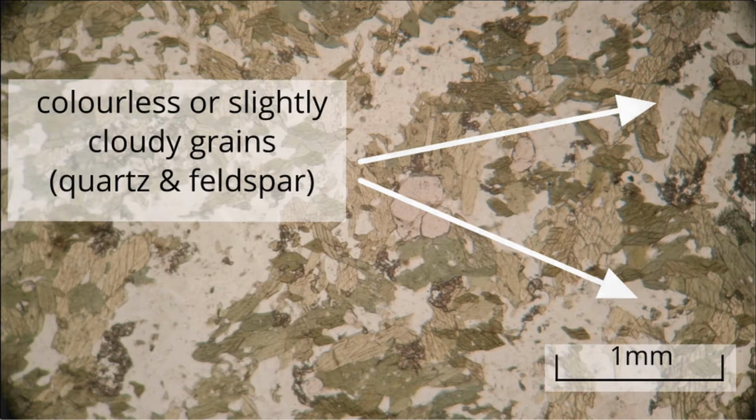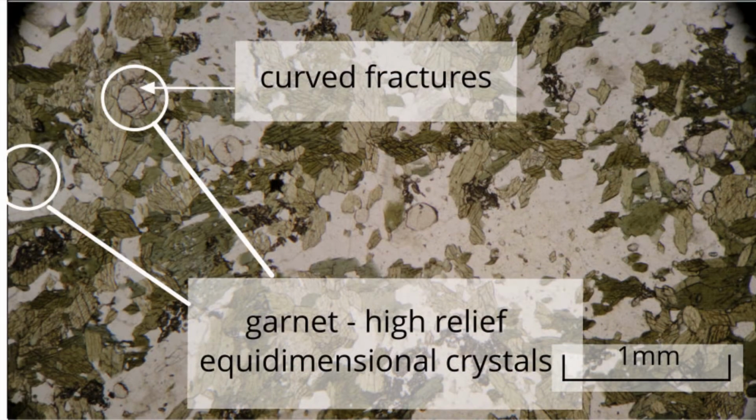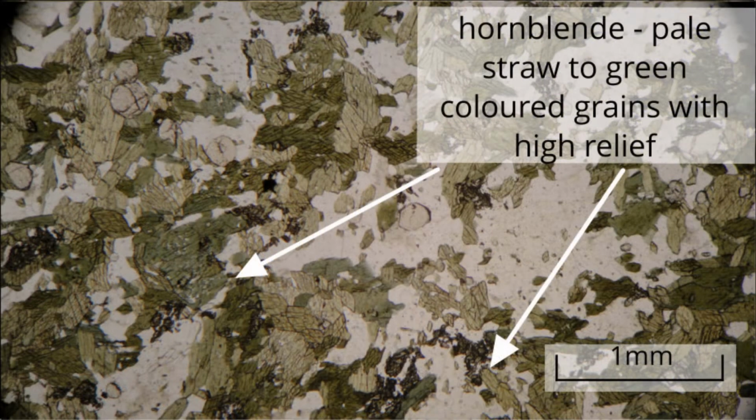The colourless to pale brown coloured mineral, which forms equidimensional crystals and has curved fractures, is garnet. It shows high relief and it is not pleochroic. The green mineral with high relief is hornblende. Hornblende is a type of amphibole.